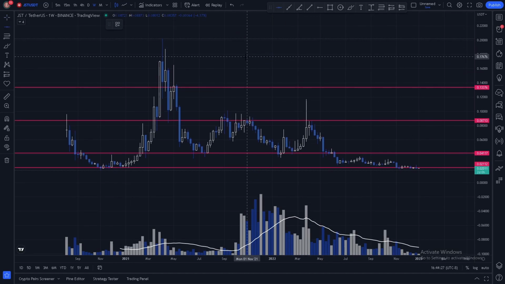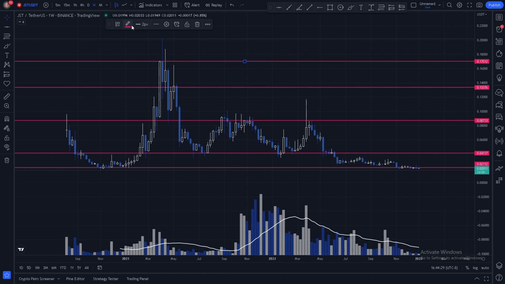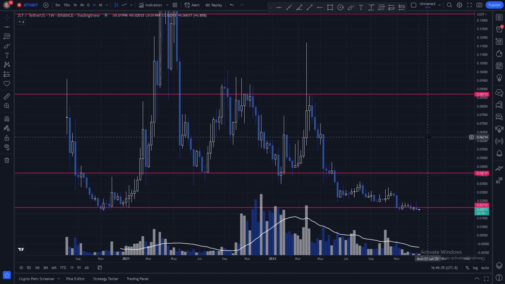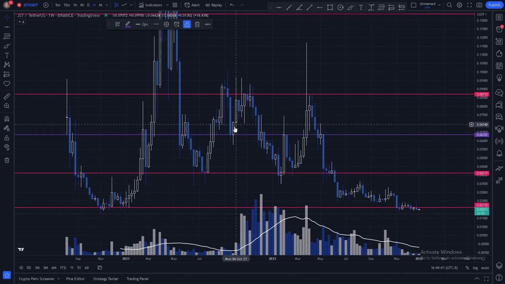Now we can go ahead and plot in our weekly swing high here, which is obvious to spot on the chart. And we can also plot in a key level right here, where we see multiple reactions acting as support and resistance. And we see reactions to the level.